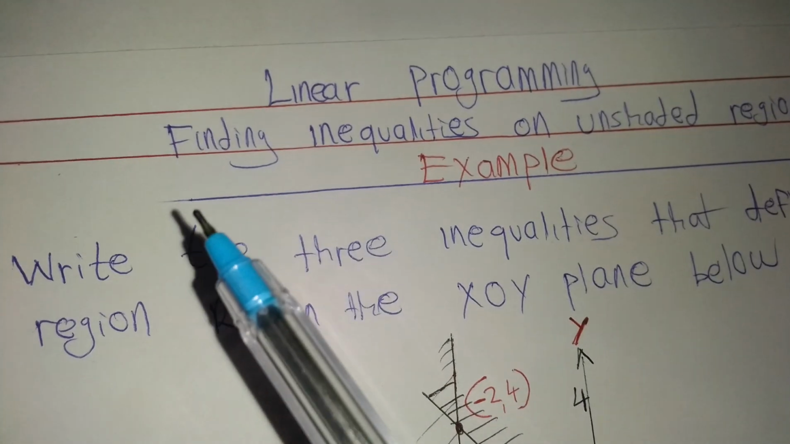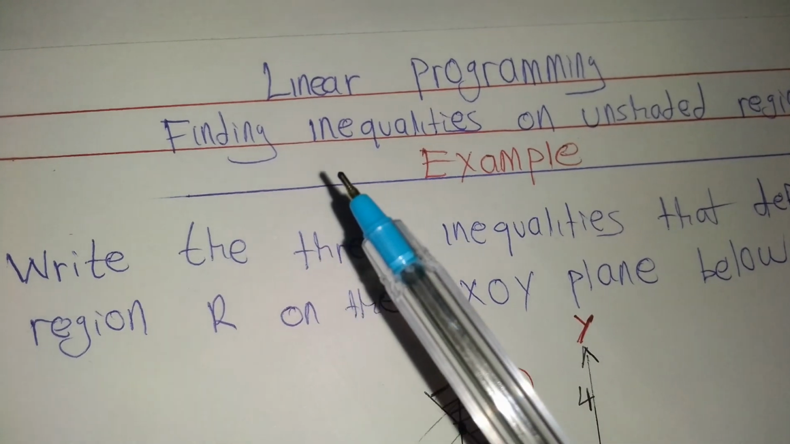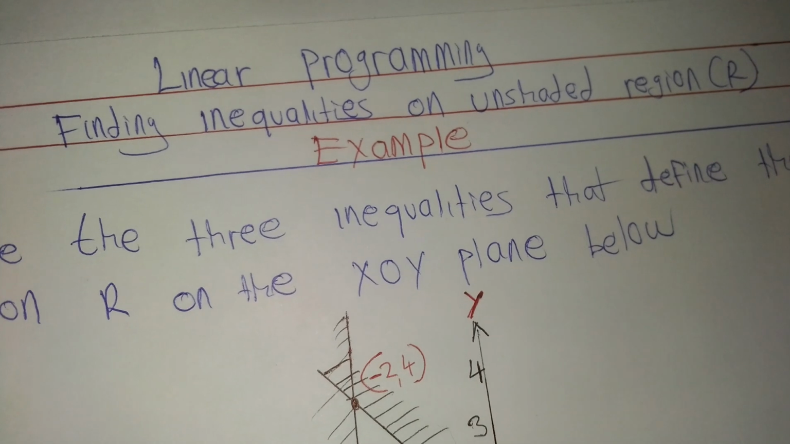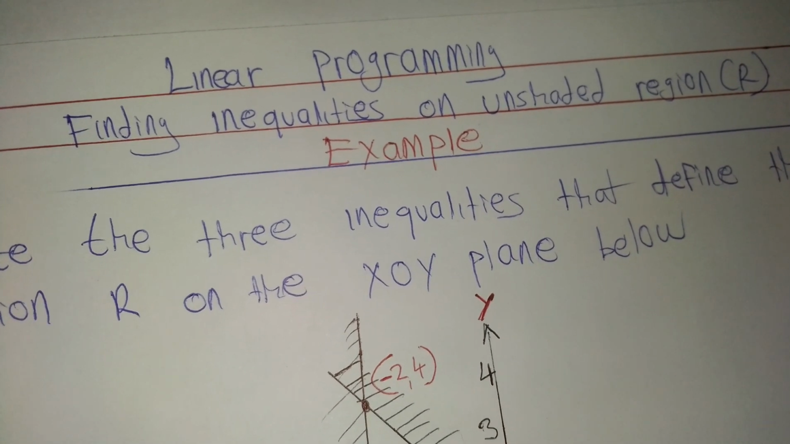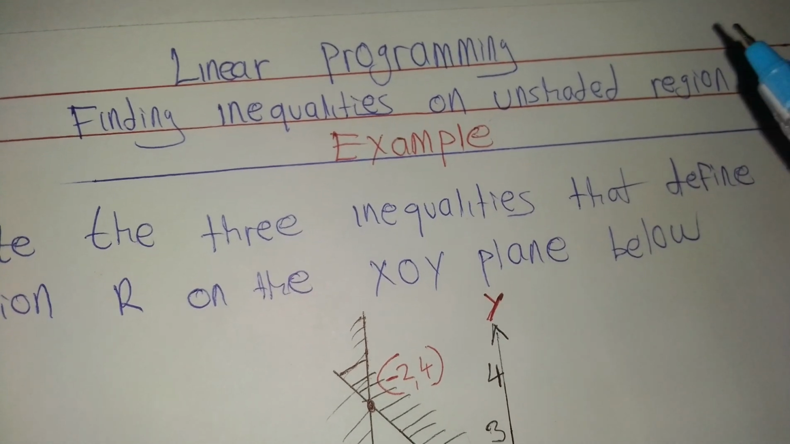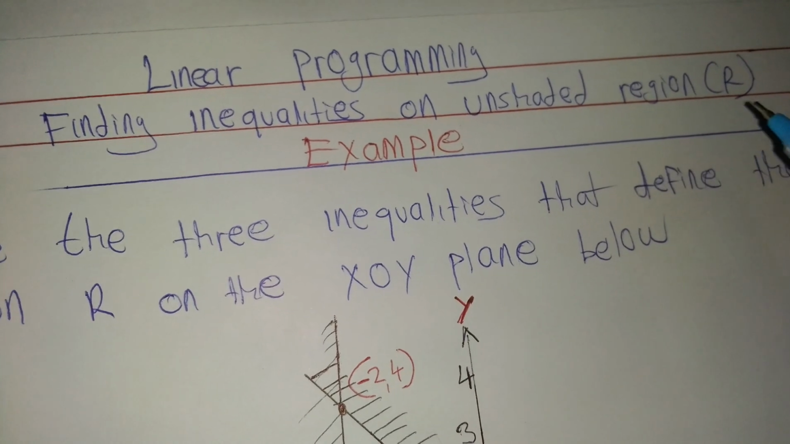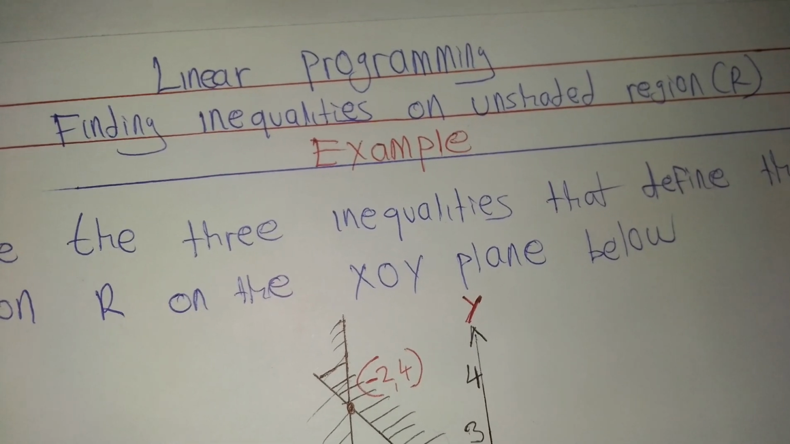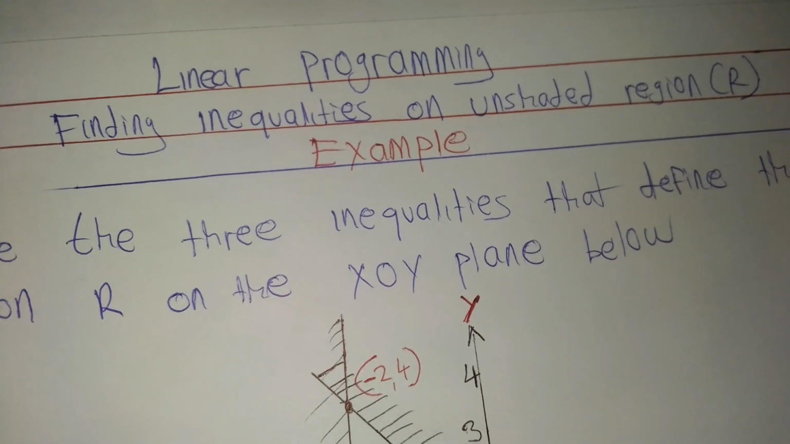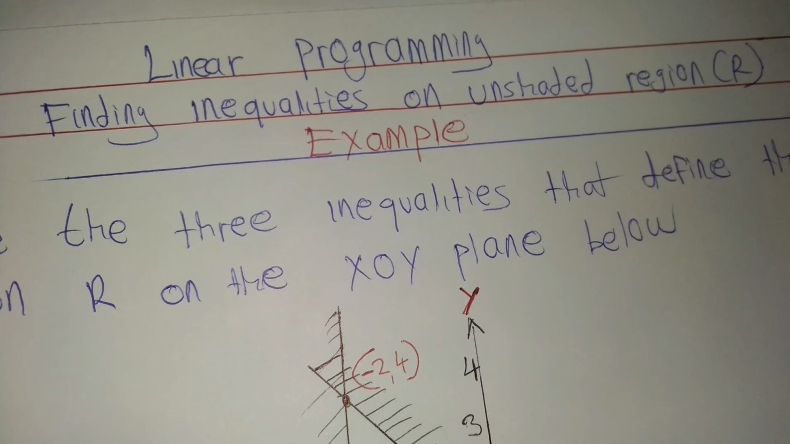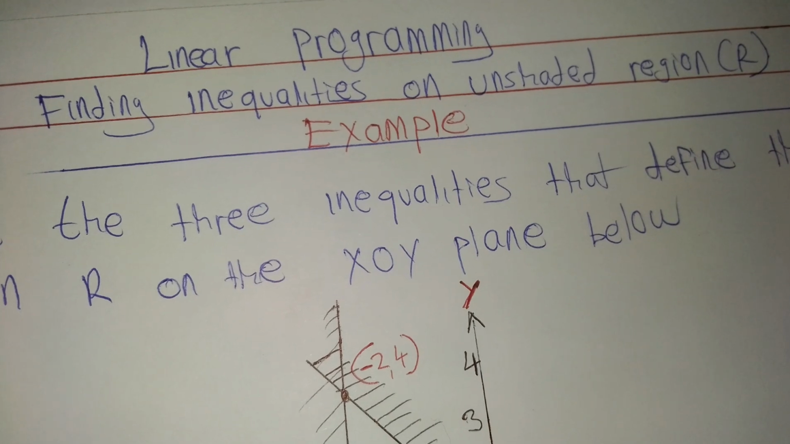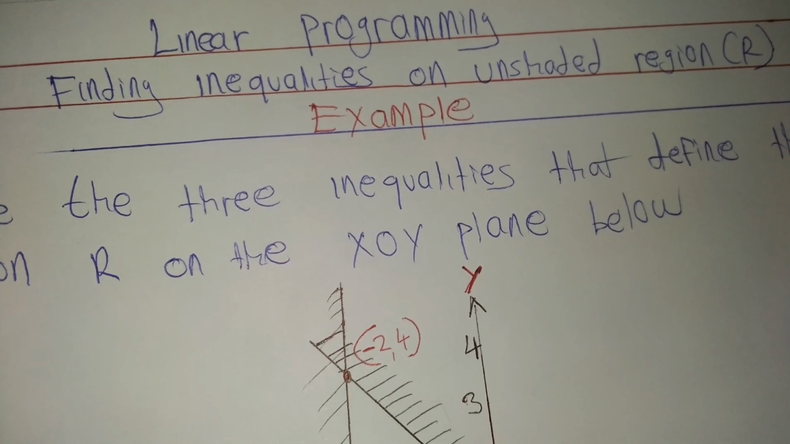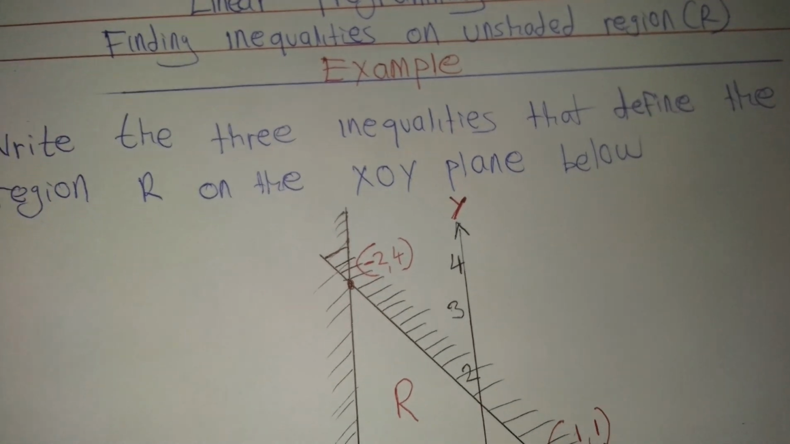The area of focus is finding inequalities on unshaded region R. Before we proceed, when it comes to unshaded region R, it means getting the opposite. For example, if the answer is greater than, we have to take less than. I'll demonstrate this when you look at this diagram.